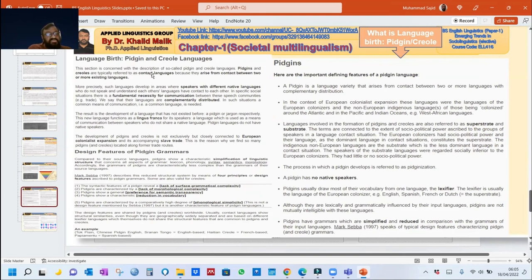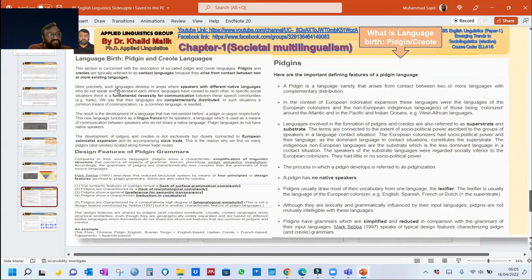This section is concerned with the description of so-called Pidgin and Creole languages. Pidgins and Creoles are typically referred to as contact languages, because they arise from contact between two or more existing languages.